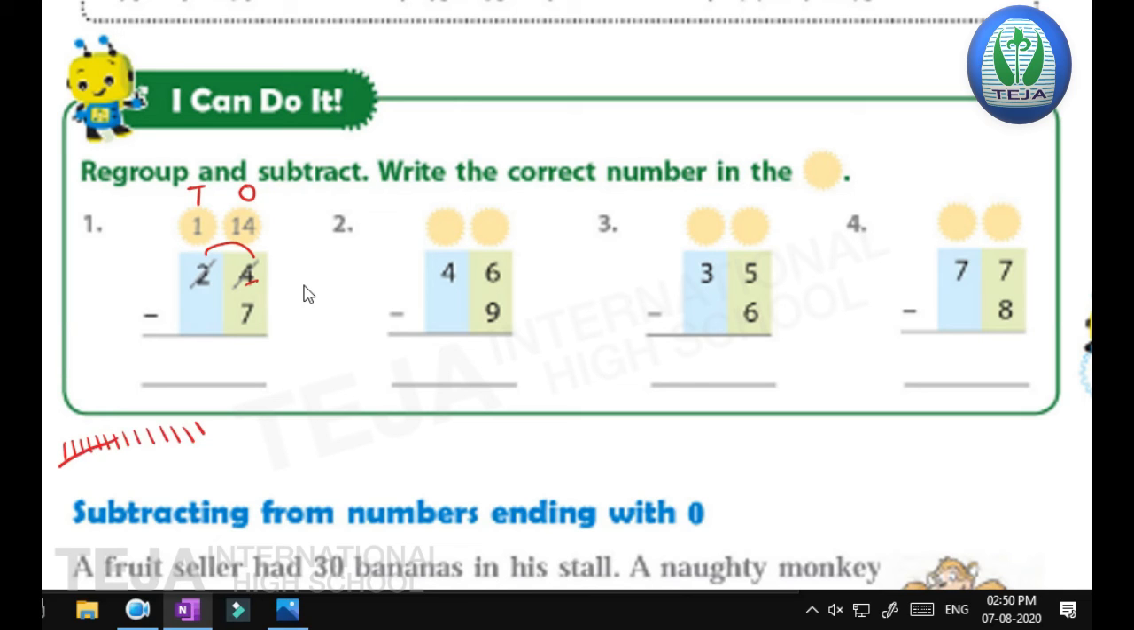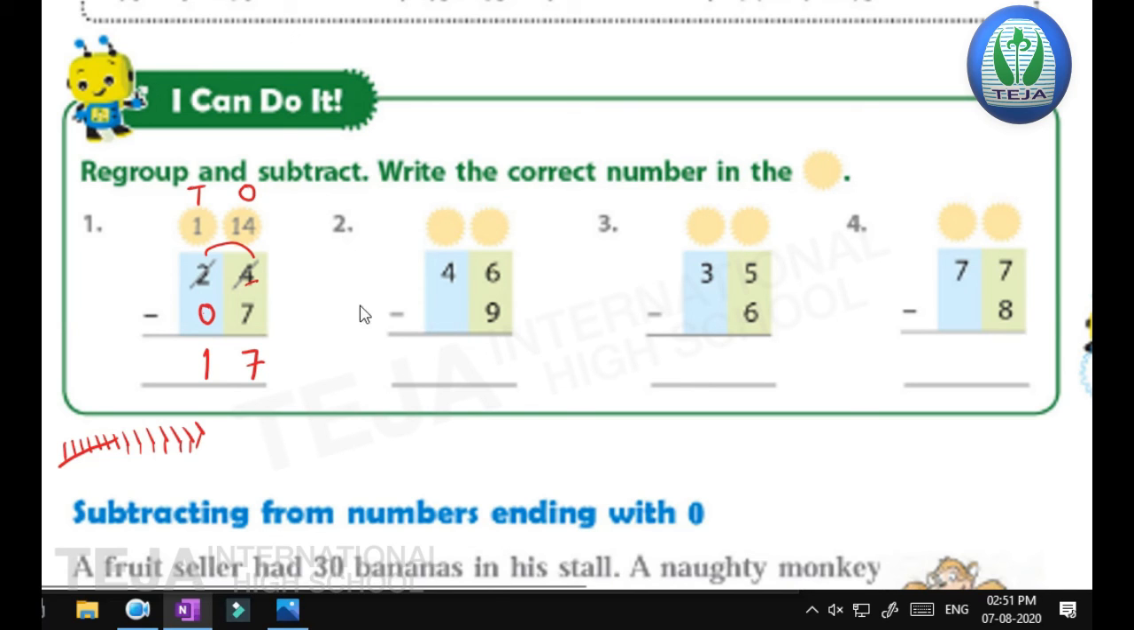Now how many are left over? 1, 2, 3, 4, 5, 6, 7. So 14 minus 7 is 7. Now here in the tens place, what is there? 1 is there. So write 1 as it is, as here in the second number there is no digit. To avoid confusion, you can write 0 also. 1 minus 0 is 1.